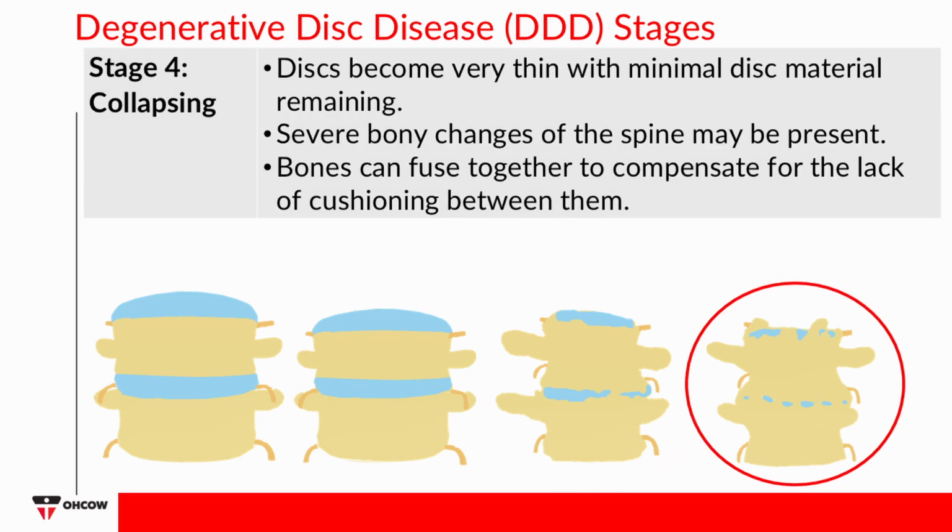The fourth stage is known as collapsing. Here the discs become very thin with minimal disc material remaining. Severe bony changes of the spine may be present. The bones will often fuse together to compensate for the lack of cushioning between them.